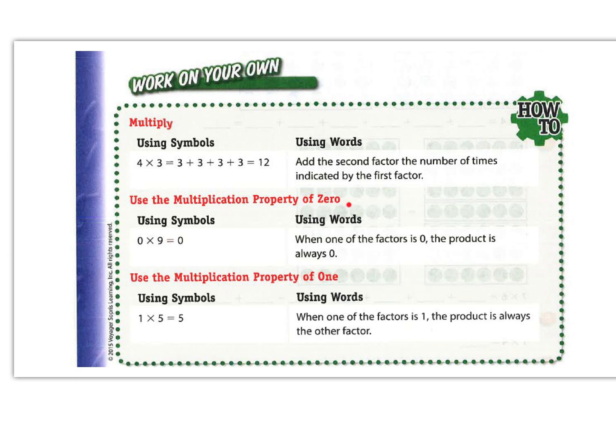The multiplication property of 0, remember, 0 times 9 equals 0. When one of the factors is 0, the product is always 0. Always, always. And then the multiplication property of 1, 1 times 5 equals 5. When one of the factors is 1, the product, or the answer of the multiplication problem, is always the other factor. So 1 times 5 equals 5.